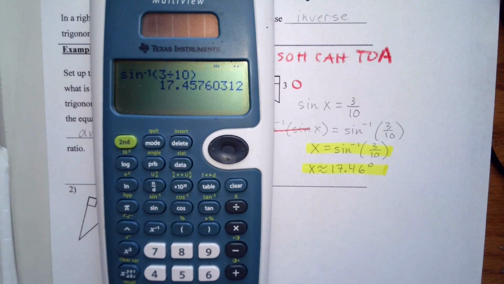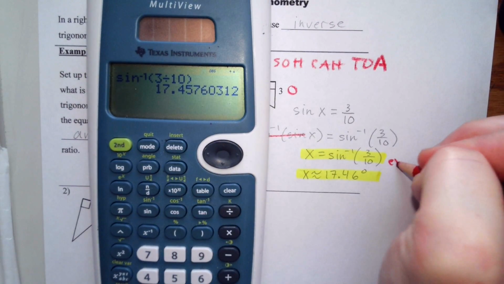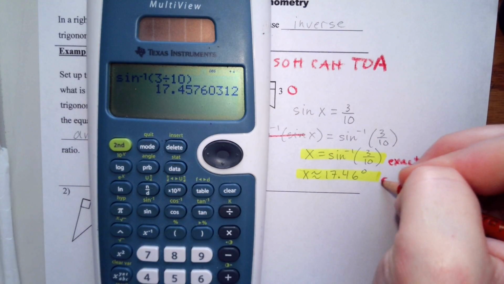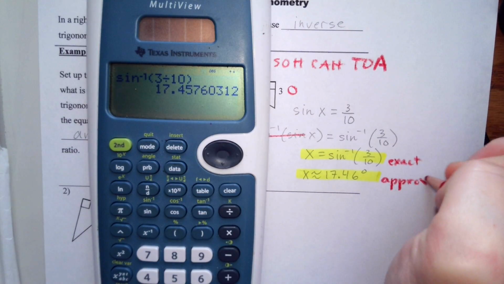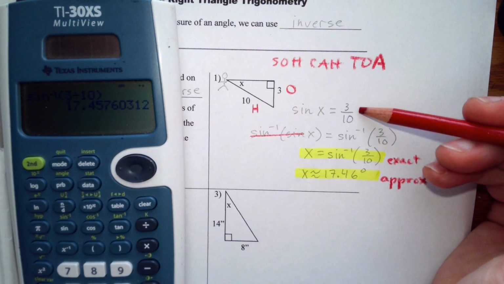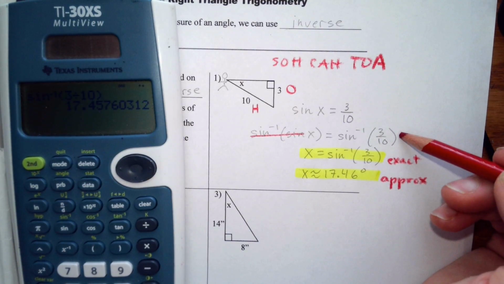Okay, I want you to highlight our approximate answer, and this is what I call the exact answer. Okay, if I didn't have a calculator, that's as far as I can get. So we have our exact and approximate answer. Okay, so we set up the trig ratio. I took the inverse of both sides.